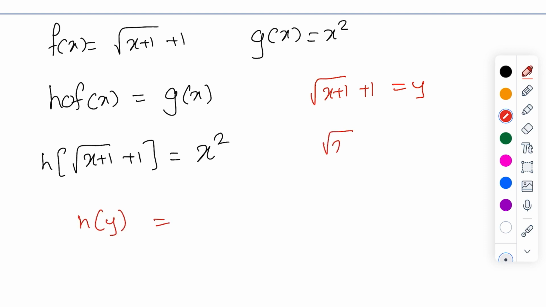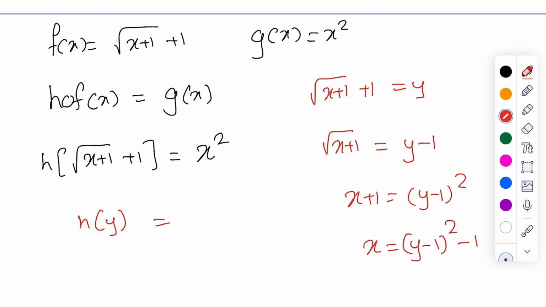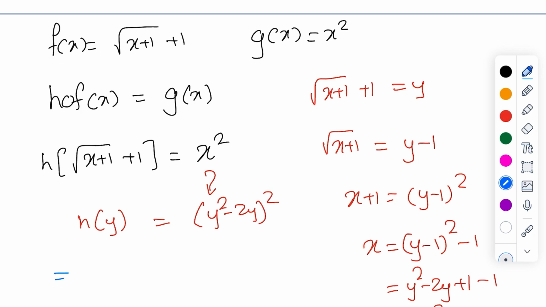So square root of x plus 1 equals y. Already we have found the inverse, but then also I'm doing y minus 1 whole square. So x equals y minus 1 whole square minus 1, which becomes y square minus 2y plus 1 minus 1. So it becomes y square minus 2y. So we can see that h of y is this one. So what does that imply? h of x equals x square minus 2x whole square.